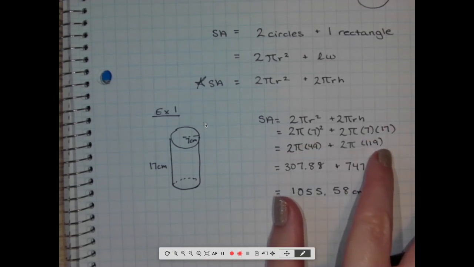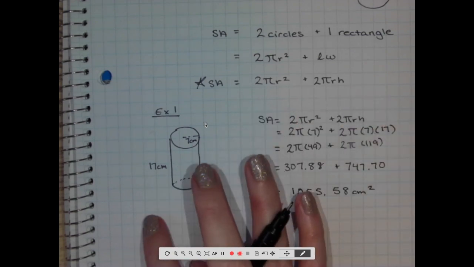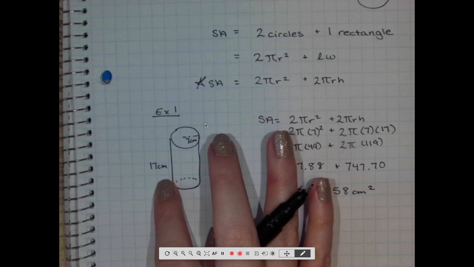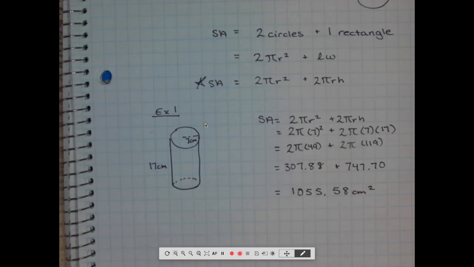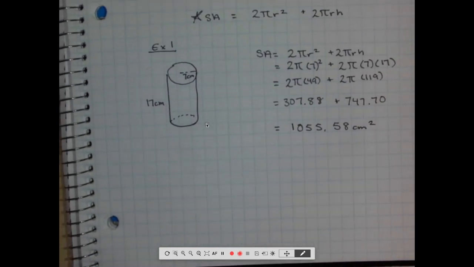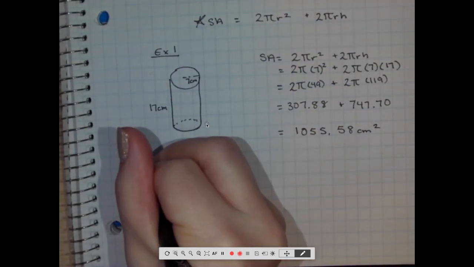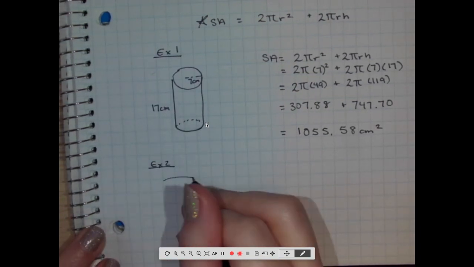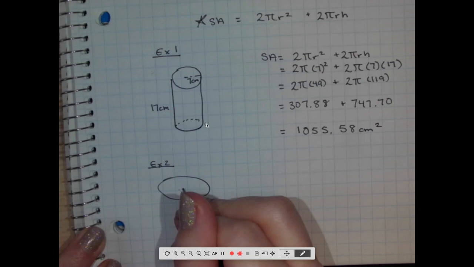So key thing for this, have your formula, make sure you have your radius and your height. Okay, let's do another really quick one, and then we'll do volume. Example 2. We're going to change up our units this time. Very exciting.